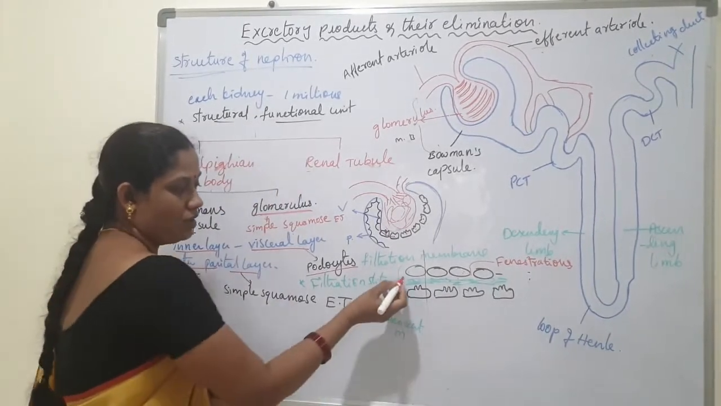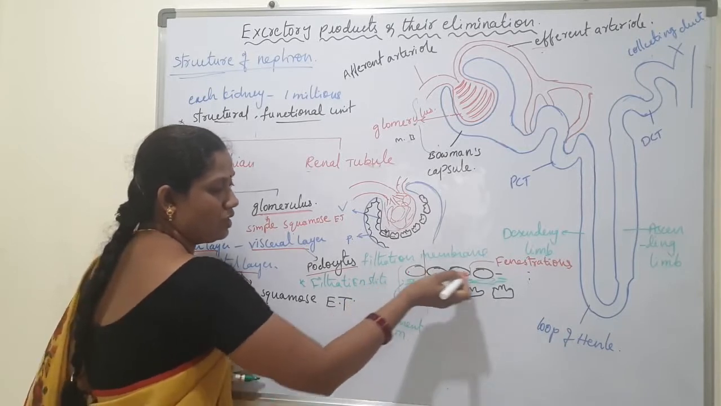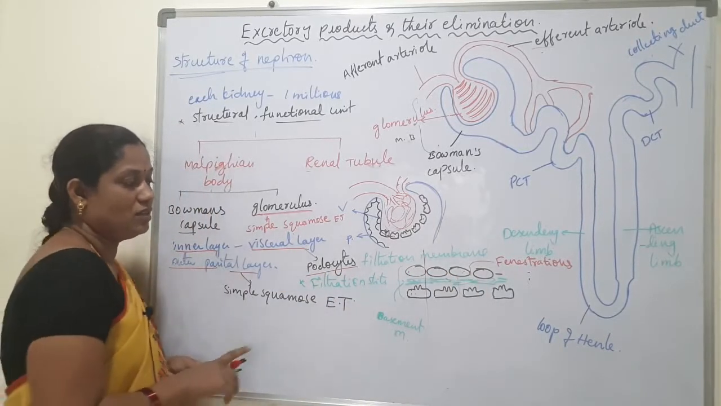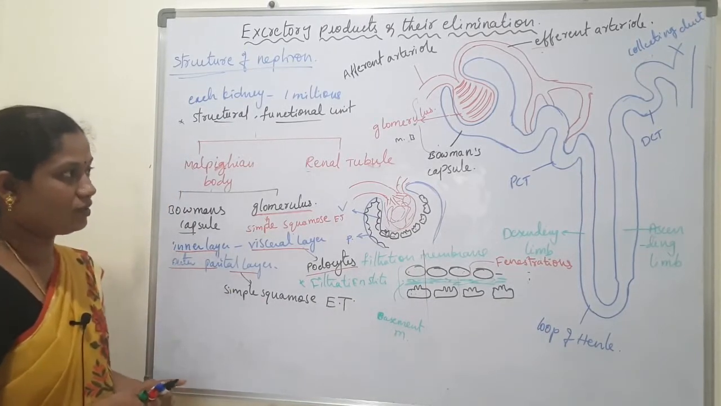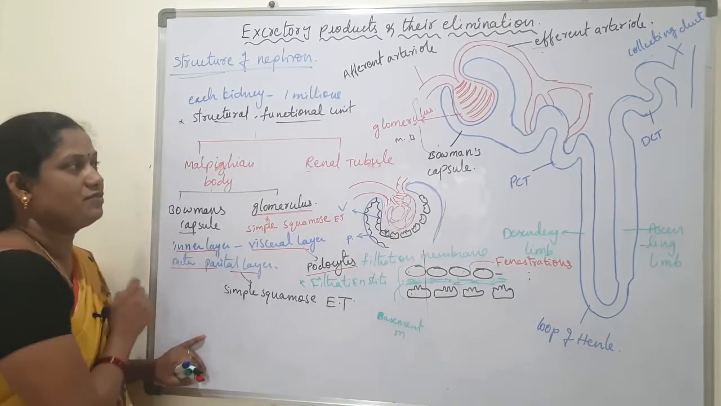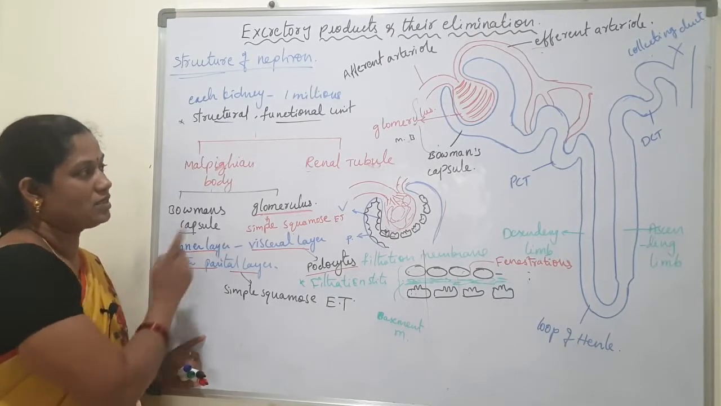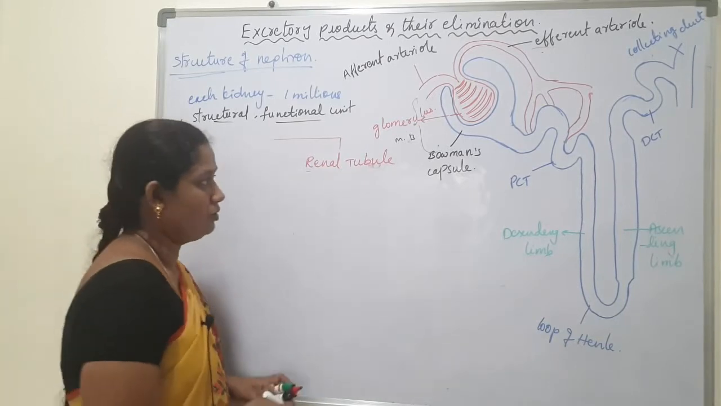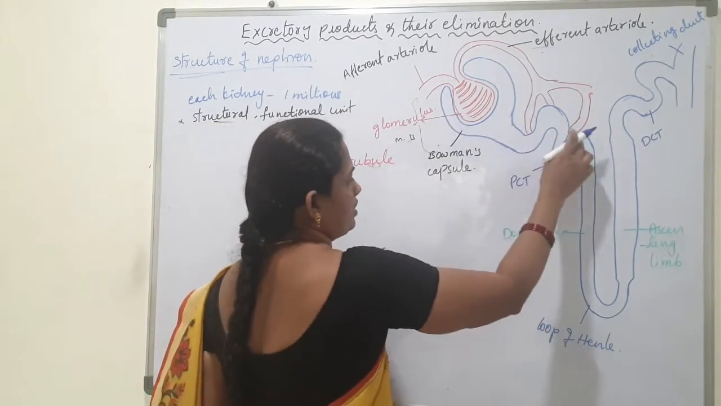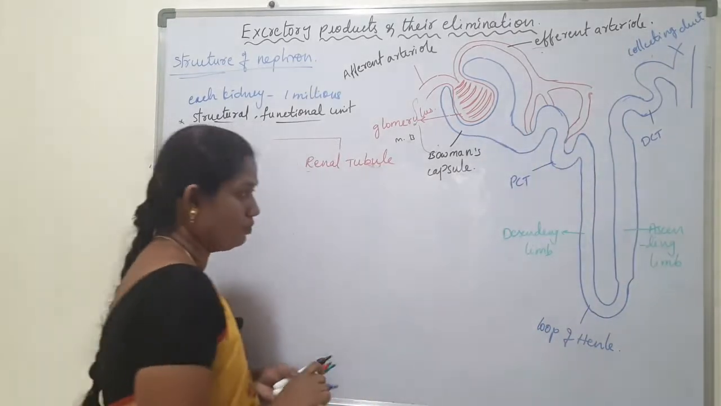Here, between the simple squamous epithelial tissue and the podocytes, a basement membrane is present. These three layers are called the filtration membrane. So this is about the Malpighian body. Next, the renal tubule. The Bowman's capsule next opens into a tube-like structure called the renal tubule.